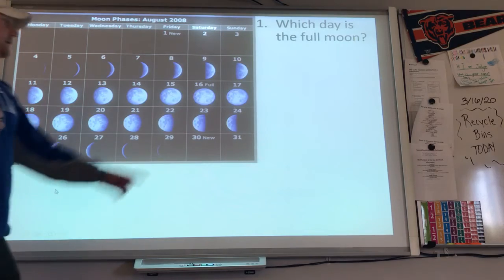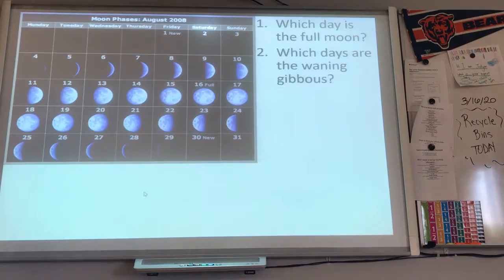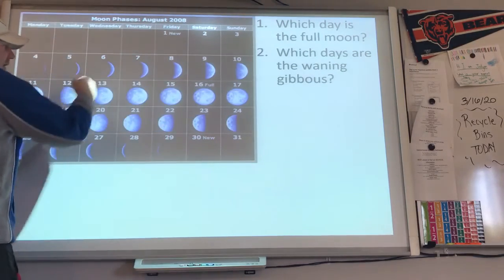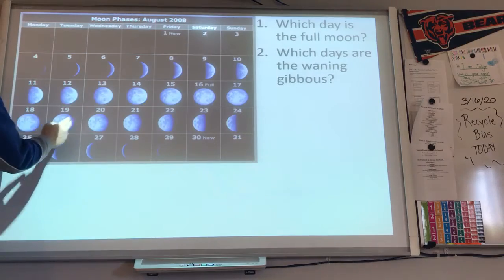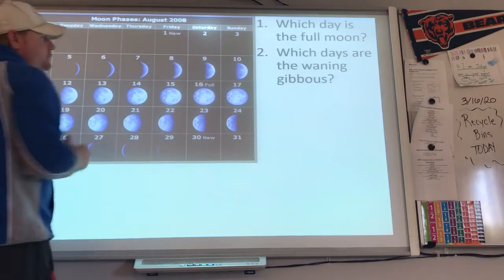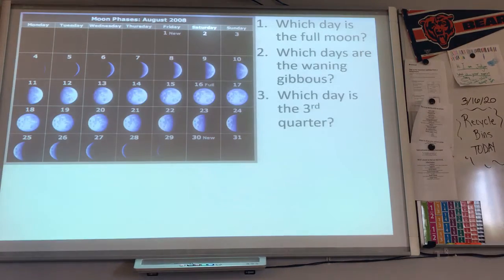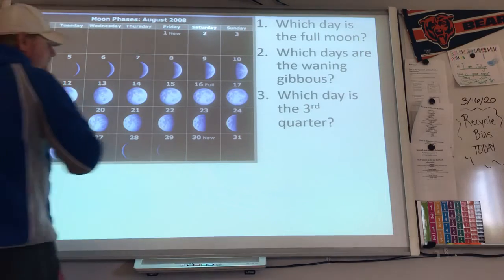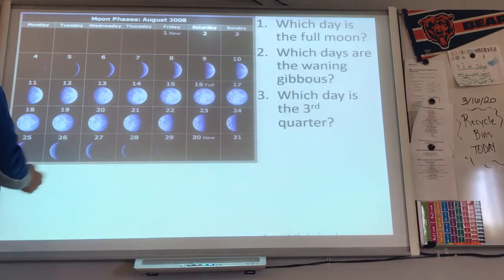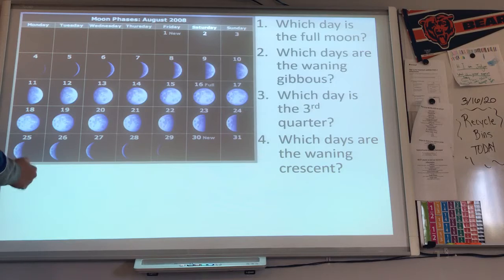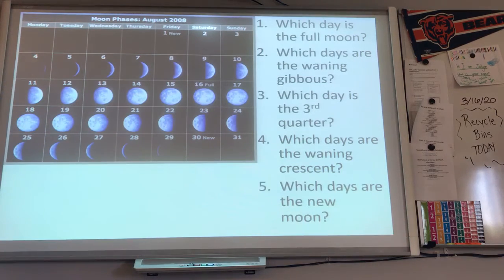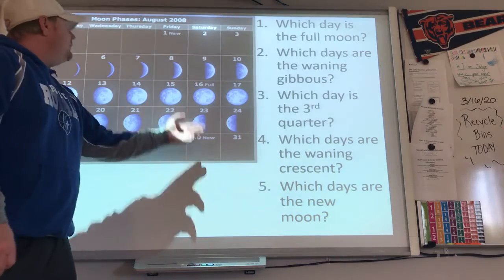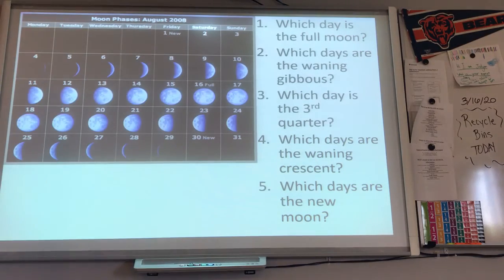All right, now we have the same questions. Which day is the full moon? There's the 16th. Which days are the waning gibbous? From the 17th till we see about half of the moon on the 23rd: 17, 18, 19, 20, 21, 22. Those are the waning gibbous. Which day is the third quarter? I'd say probably the 24th. Then the waning crescent, when it's getting smaller, is the 25th through the 29th. And the new moon starts on the 30th and goes to the next day of that month.